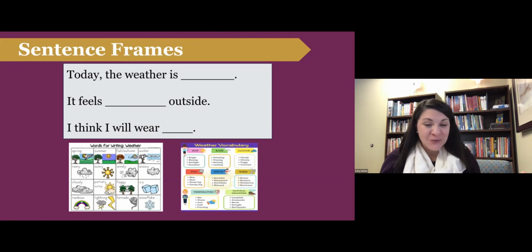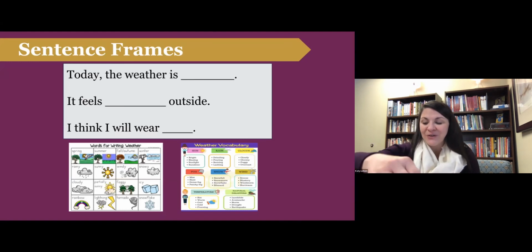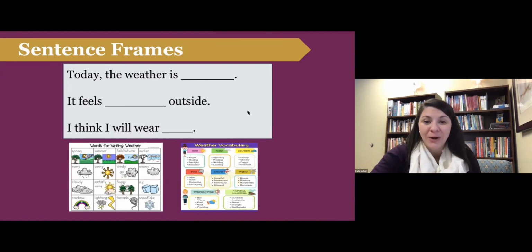Who knows what answers we might get back, certainly. But I really think that providing these sentence frames will provide your students the language they need to more fully and thoughtfully express themselves. So again, as Claire mentioned, these sentence frames are just helping them to get started. So today the weather is, it feels blank outside, I think I will wear.